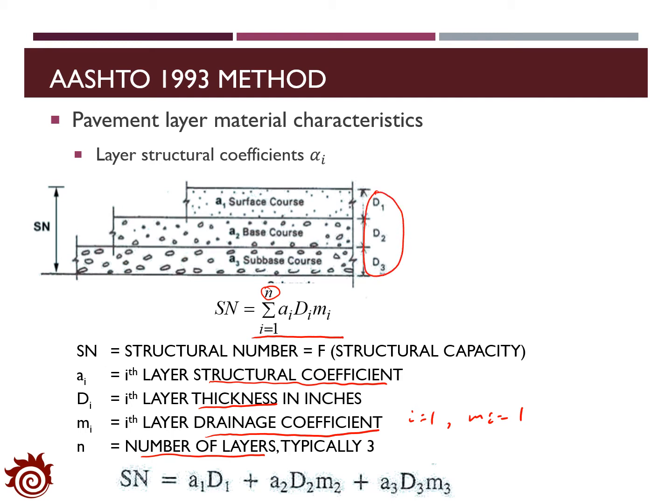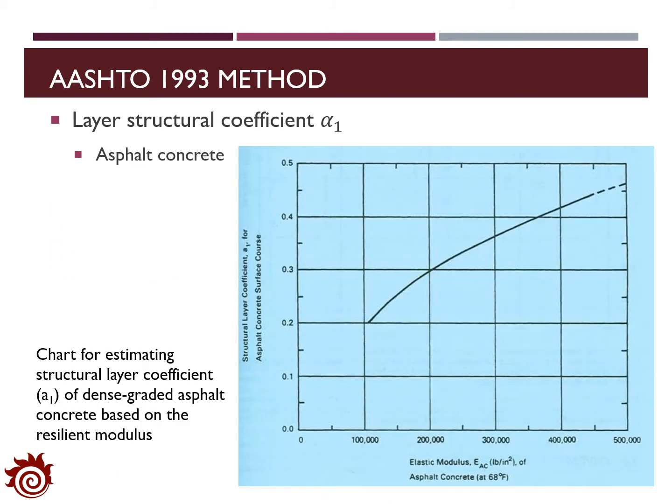for the flexible pavement. The figure here is applied for the estimation of the structural coefficient A1 for the surface course. In this figure, the horizontal axis is the elastic modulus of the surface course, and the vertical axis is the value of A1. Basically, with a higher value of the elastic modulus, the structural coefficient A1 would be larger.